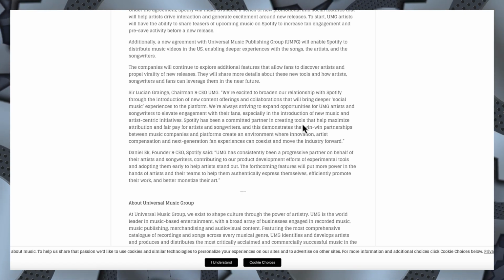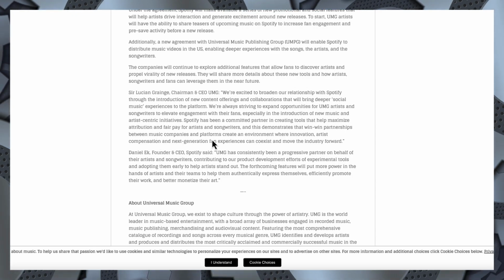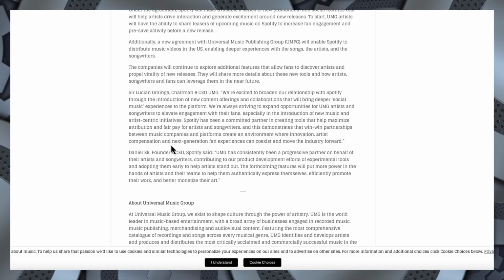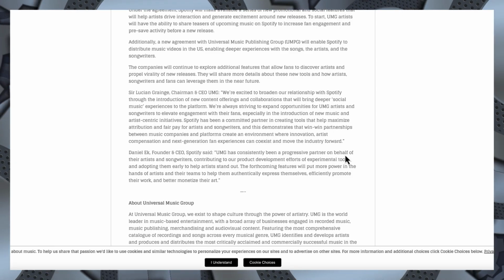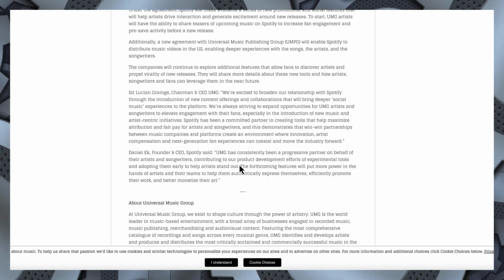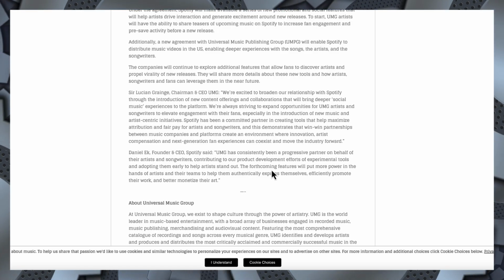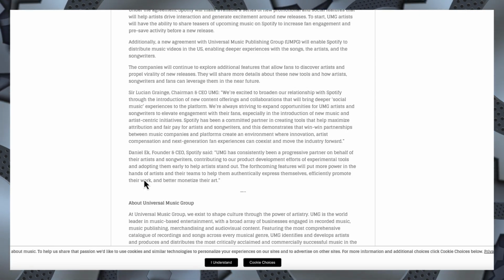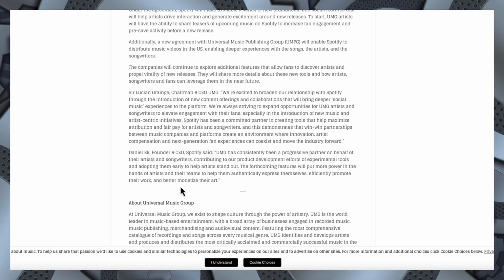Spotify has been a committed partner in creating tools that help maximize attribution and fair pay for artists and songwriters, and this demonstrates that win-win partnership between music companies and platforms create an environment where innovation, artist compensation, and next-generation fan experience can coexist and move the industry forward. Daniel Ek, founder and CEO of Spotify, said, UMG has consistently been a progressive partner on behalf of their artists and songwriters, contributing to our product development efforts of experimental tools and adopting them early to help artists stand out. The forthcoming features will put more power in the hands of artists and their teams to help them authentically express themselves, efficiently promote their work, and better monetize their art.